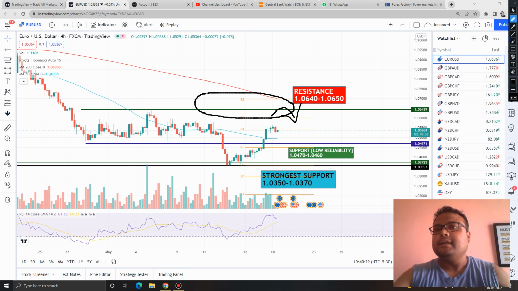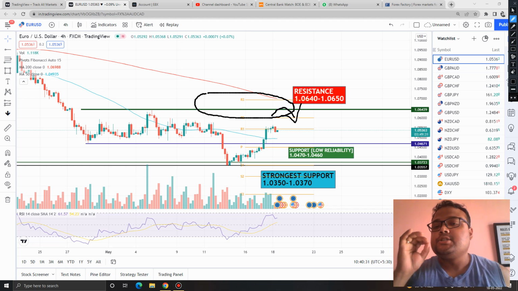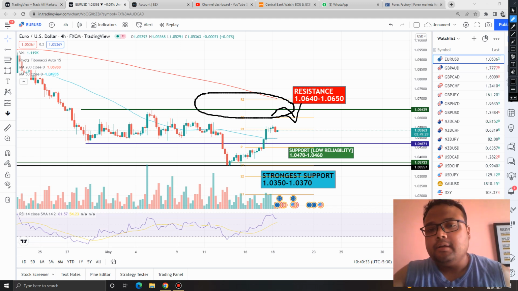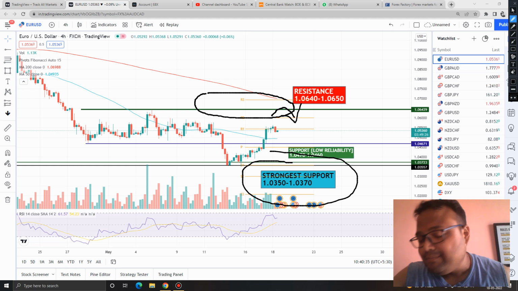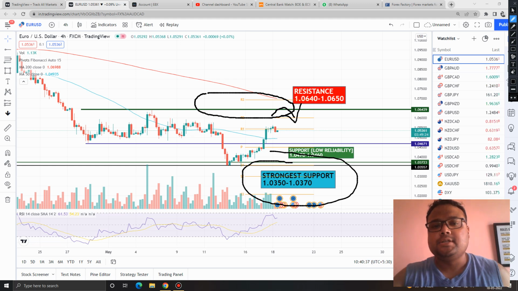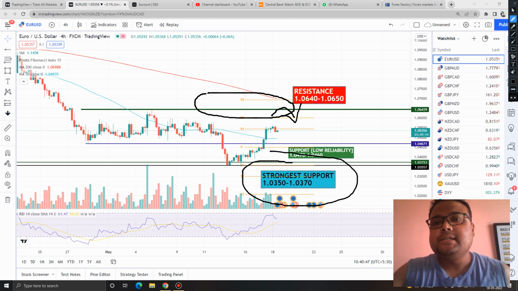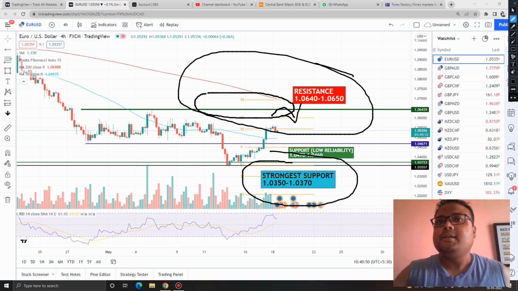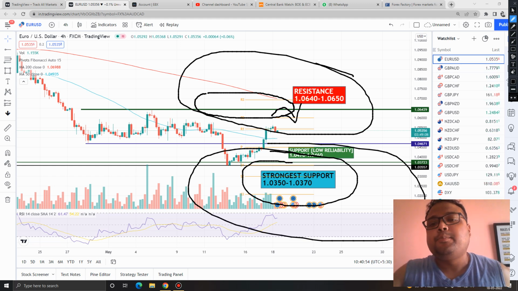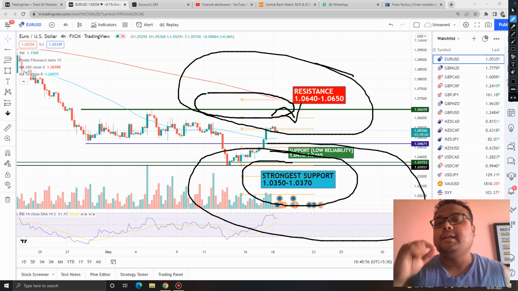On the other hand, if the market goes down, the strongest support zone is around 1.0350 to 1.0370. I don't think this level needs any explanation, because we have already discussed it extensively in our previous videos. So this is the strongest resistance zone on the chart of Euro USD right now, and this is the strongest support.